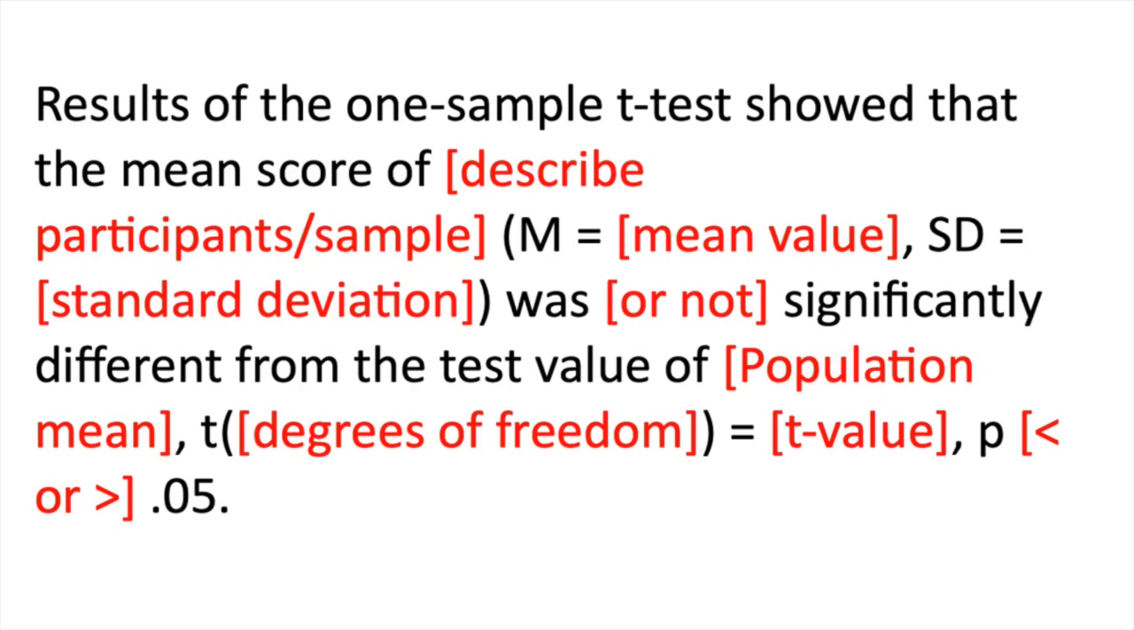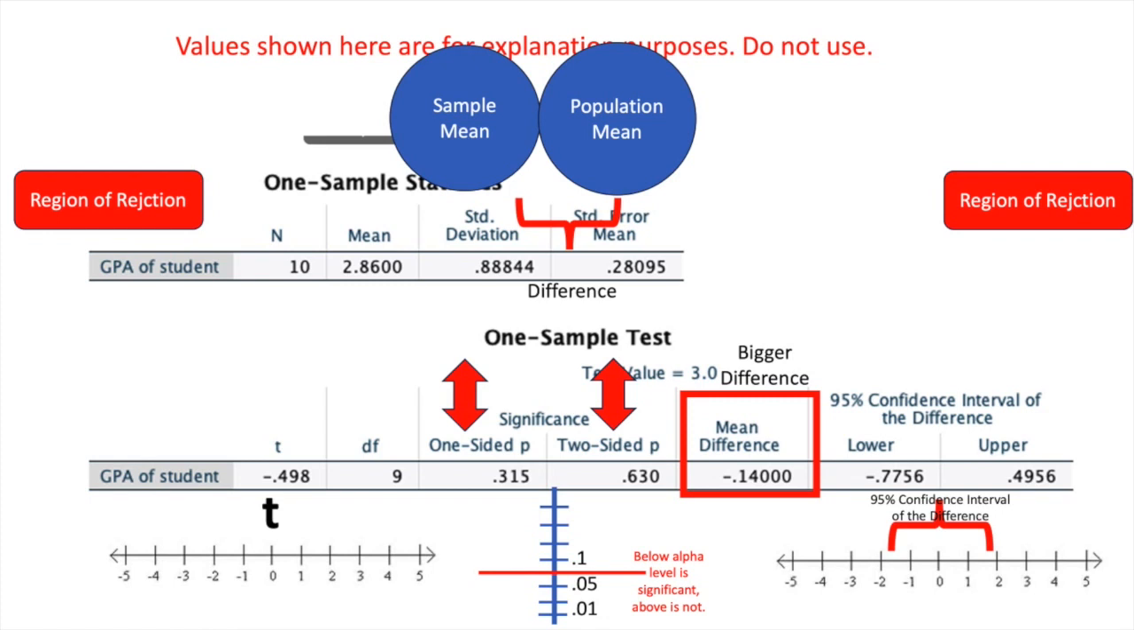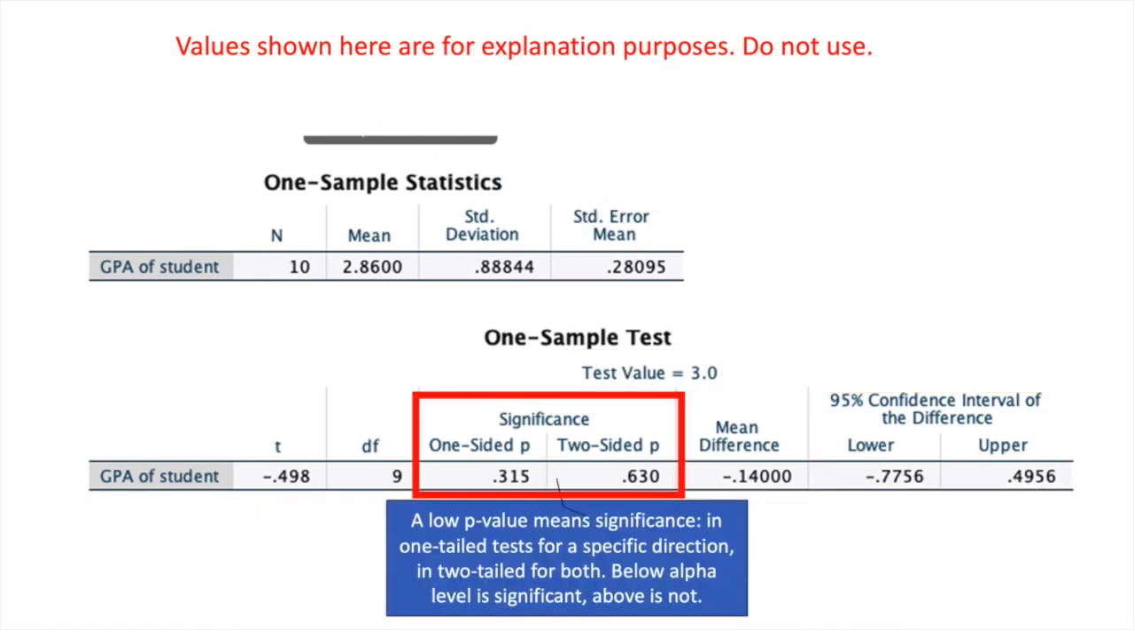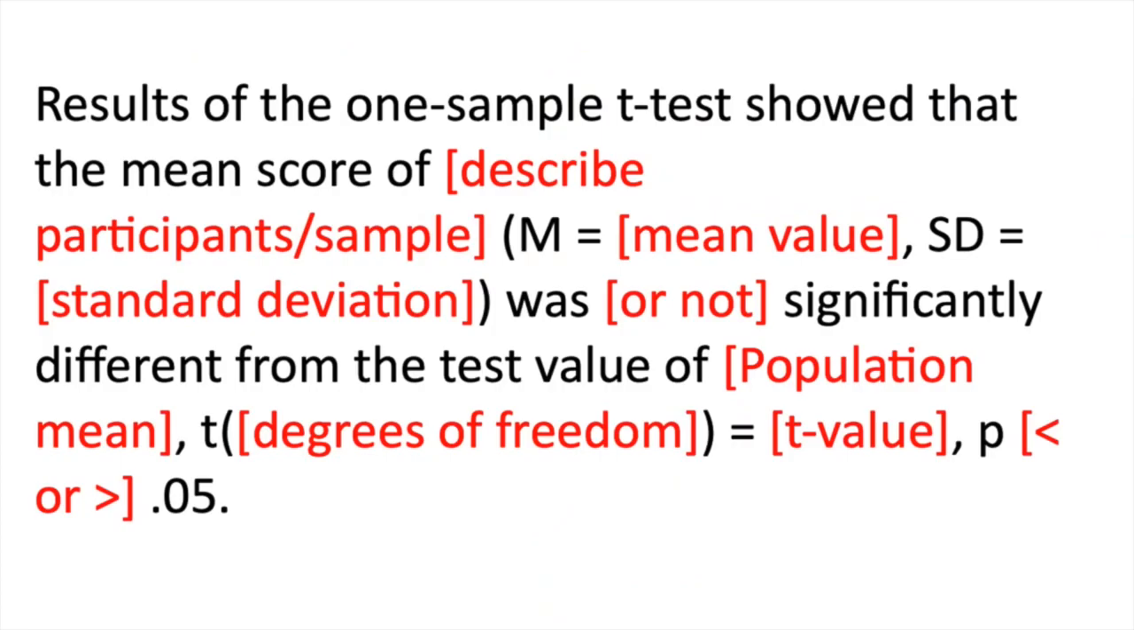But I suggest, if you want to stick to the most common one, 0.05, you can't go wrong with that one. So if the p-value is less than 0.05, it is significantly different. If it's higher than 0.05, it is not. And what I'm talking about are these. If the two-sided one is less than 0.05, it is significant. If it's higher than 0.05, it is not significant. That's what I'm talking about.